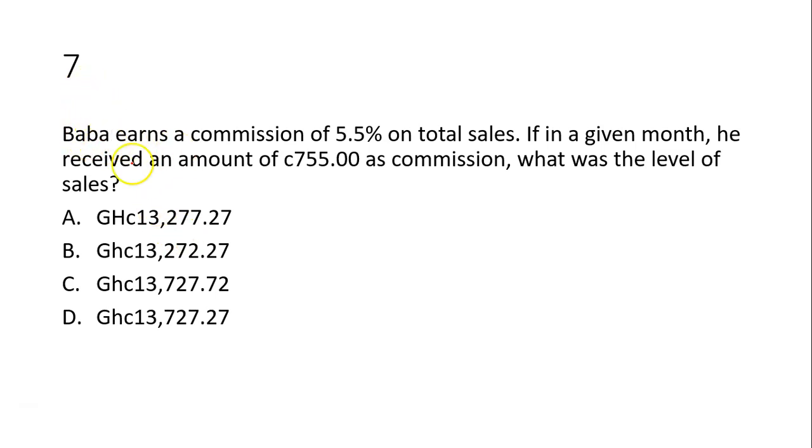Question 7 says, Baba earns a commission of 5.5% on total sales. If in a given month, he received an amount of 755 cedis as commission, what was the level of sales? Now, the formula for commission is sales times rate of commission, or commission amount times rate of commission, but we use this if there is quota and returns. When you look at this question, there's nothing like quota or returns, so we are using the first one.